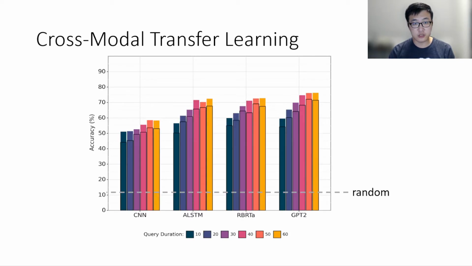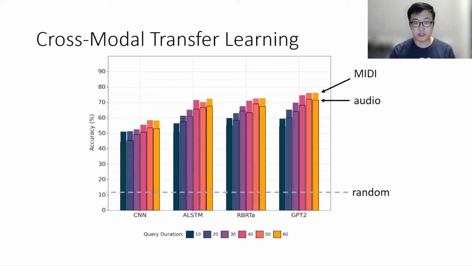This figure shows the results of our cross-modal transfer learning experiments. The 4 groups at the bottom correspond to the same 4 model architectures as before. Within each group, the different colored bars correspond to queries of different duration, ranging from 10 seconds to 60 seconds. The colored bars indicate performance on MIDI queries, and the black horizontal lines indicate performance on audio queries.